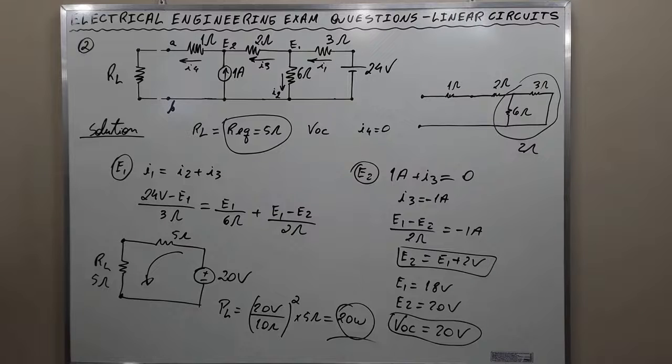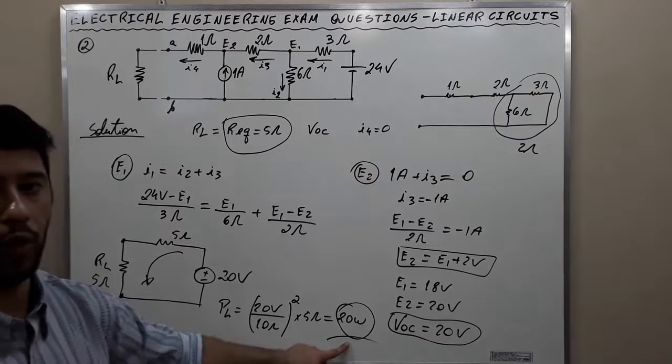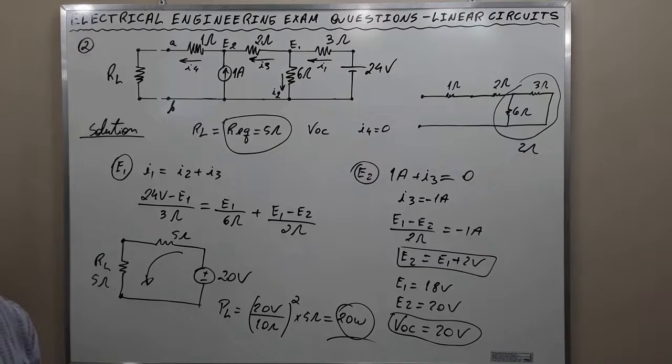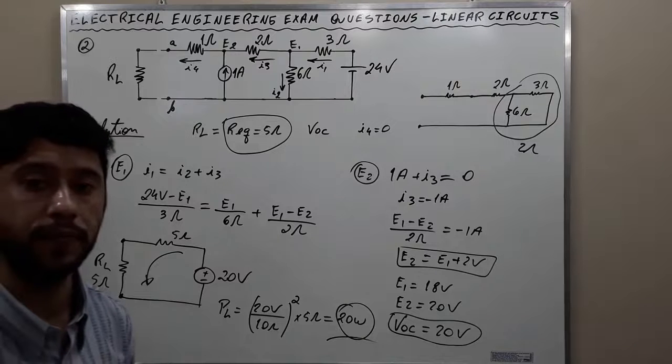This is the maximum power that can be delivered to the load. The maximum power occurs when the resistance of the load is 5 ohms, and this maximum power has a value of 20 watts. Okay, my friends, this is all for exercise 3. Let's go to exercise 3.